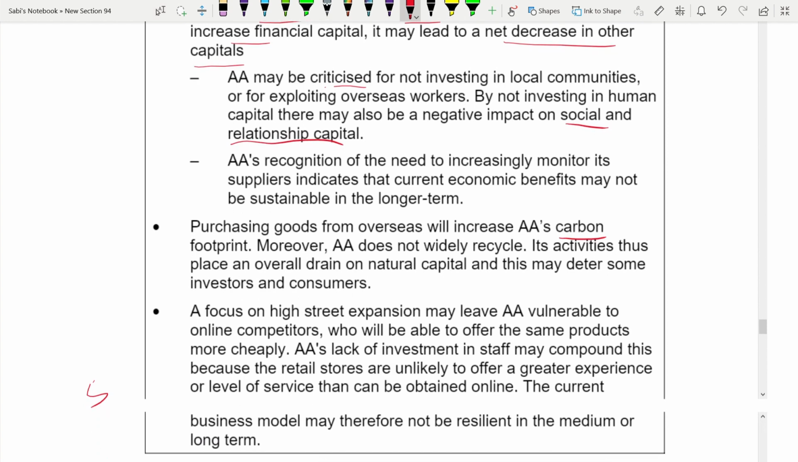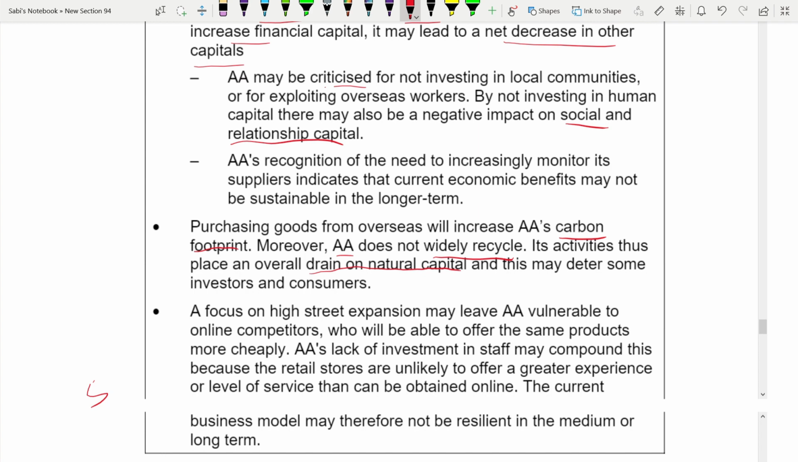carbon footprint. If you're purchasing any goods from overseas, currently Double A is doing it, it will increase your carbon footprint. And in addition to it, it does not widely recycle either. That's another bad thing. So both of these will lead to a drain on natural capital. This is known as natural capital.